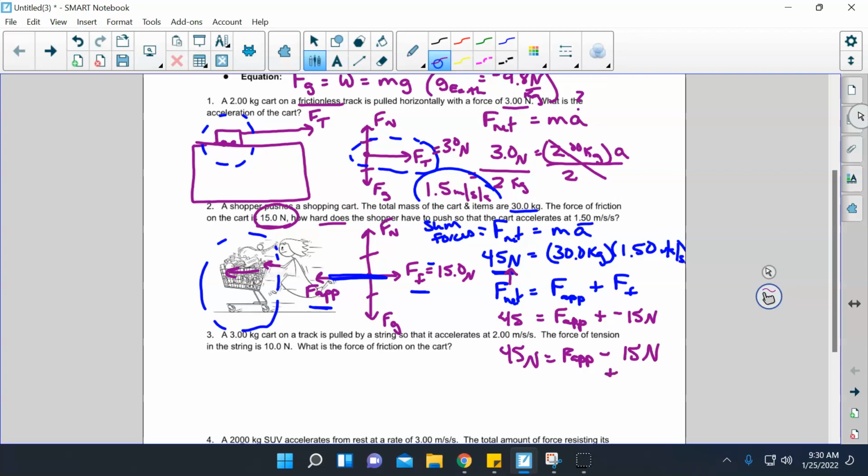Now, to get rid of this over here, I'm going to add 15. I'm going to have to add 15 here. Wouldn't this be 60 newtons equals force applied? That makes sense. I have to apply 60 newtons in this direction to the left in order to overcome the 15 newtons to the right, and to have a force net, when I add the two together, equal 45. Okay? Now, you could do this problem the other way and make force applied negative. That would still work out and give you the same answer.